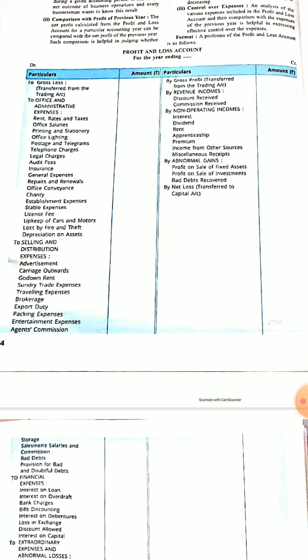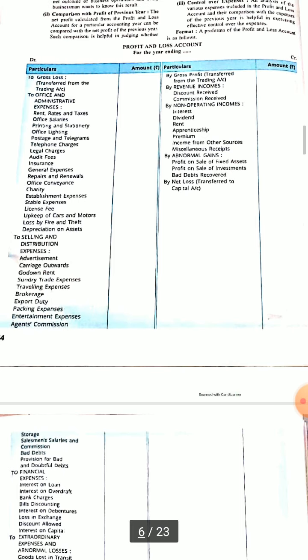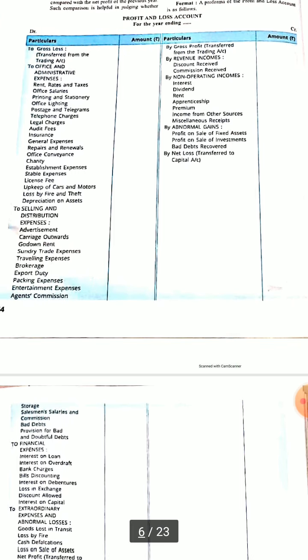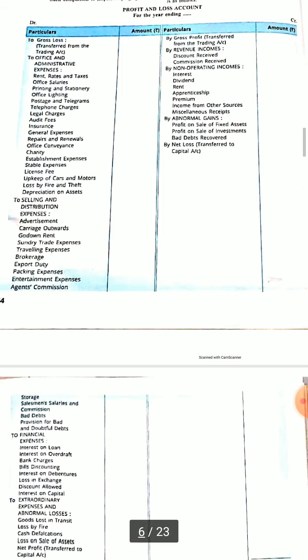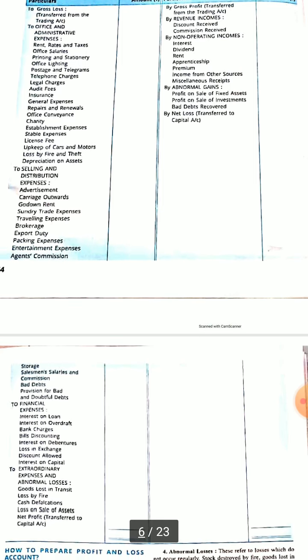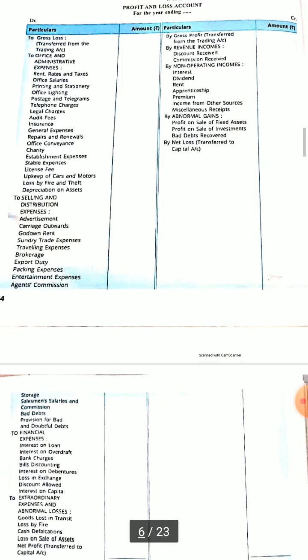Depreciation on assets, if it is given in the trial balance, you can enter it here. Then selling and distribution expenses, that means under selling and distribution expenses, what are the expenses? These heads are mentioned in the trial balance and you have to choose which one to put in the trading account, which one to put in the profit and loss account.